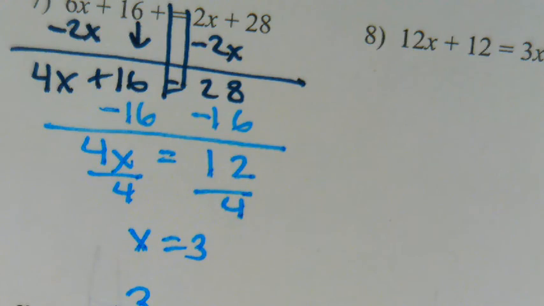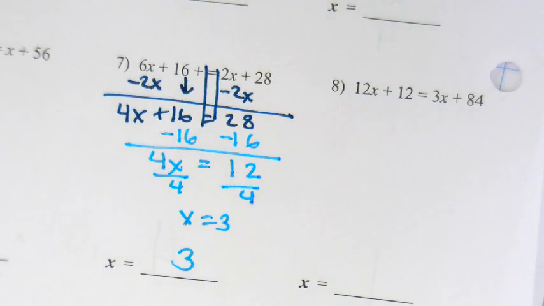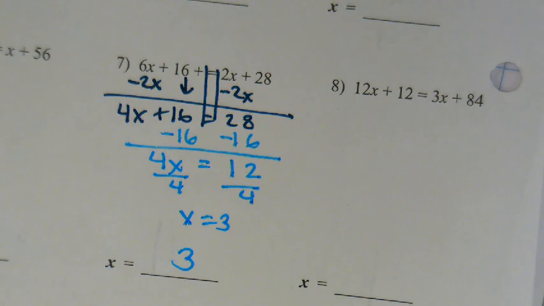So, we're okay with this? These are called multi-step equations with x's on both sides. So this would be 7th grade, advanced 7th grade math right here. Just try your best. It's not very difficult. Okay.